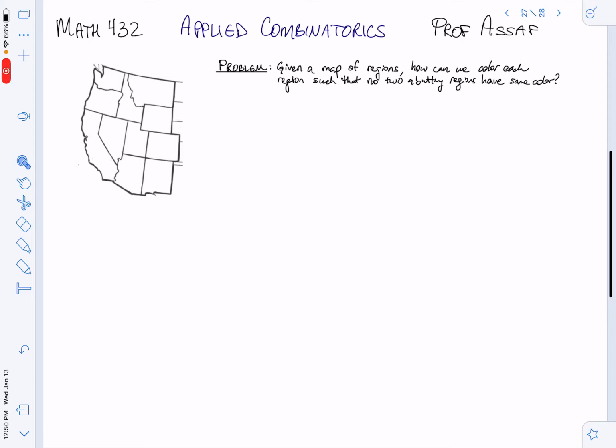This is Math 432, Applied Combinatorics. I am Professor Asaf, and today we're going to be coloring a map.